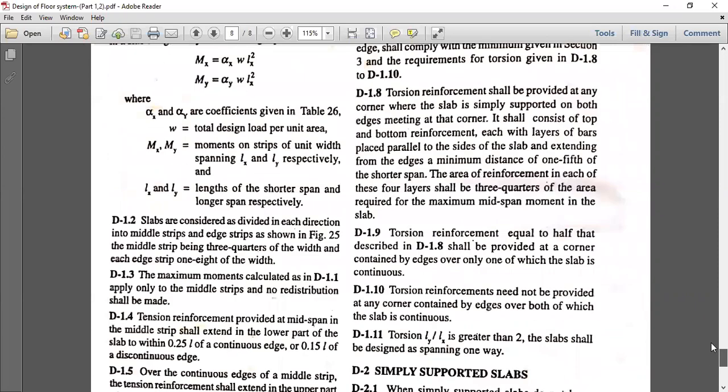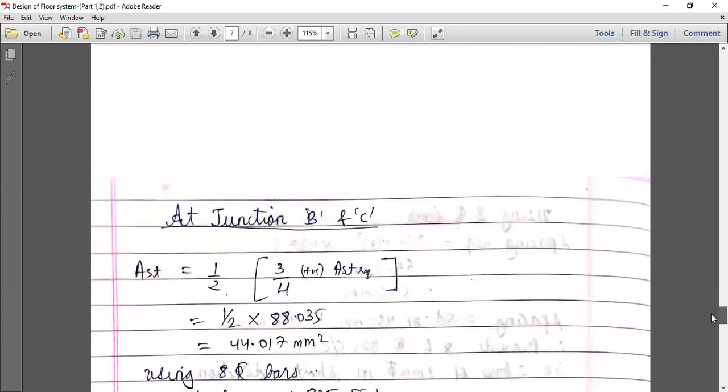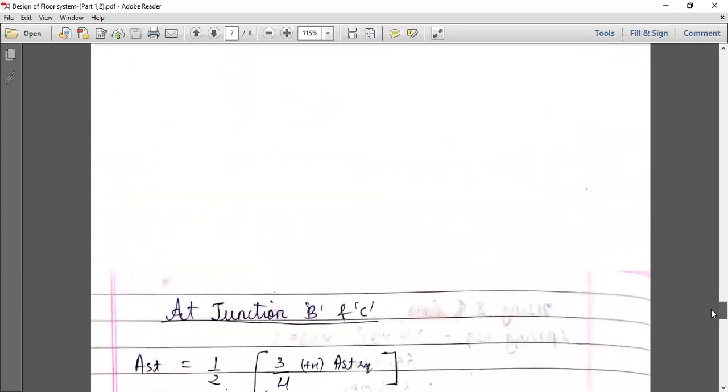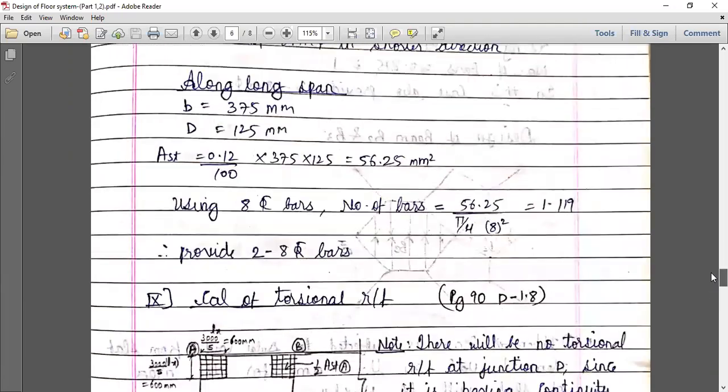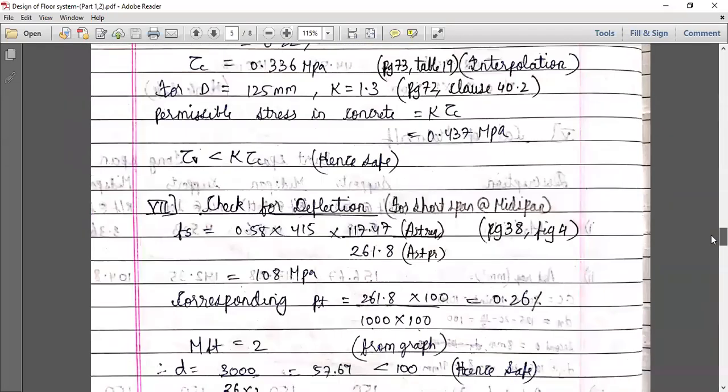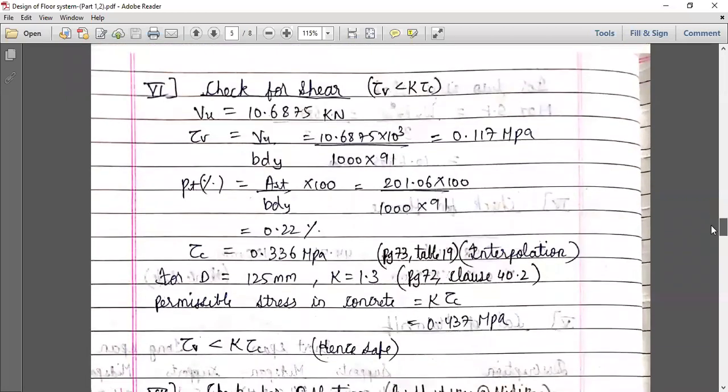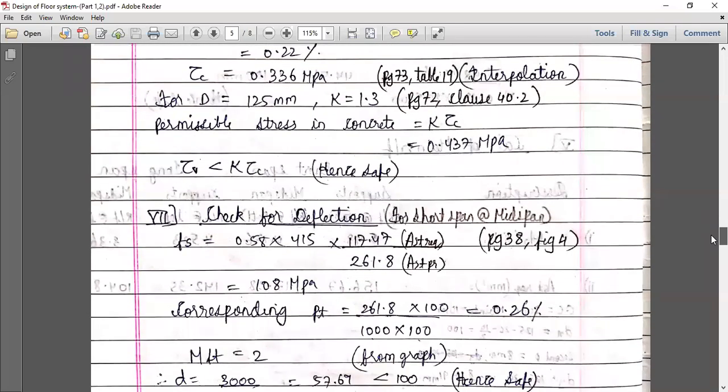So that was the design of a two-way continuous slab. You can quickly make a note of this right from here, and if you have any doubt you can ask me. Check for shear is done for everyone. Then you can start with check for deflection.